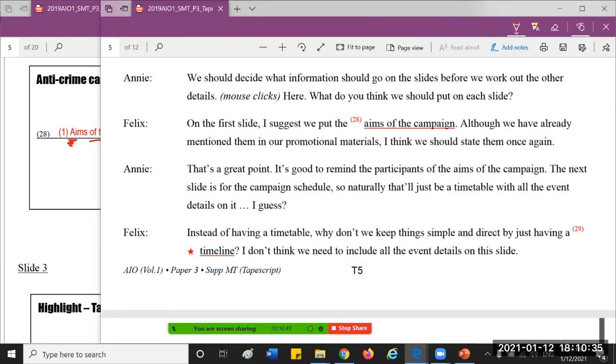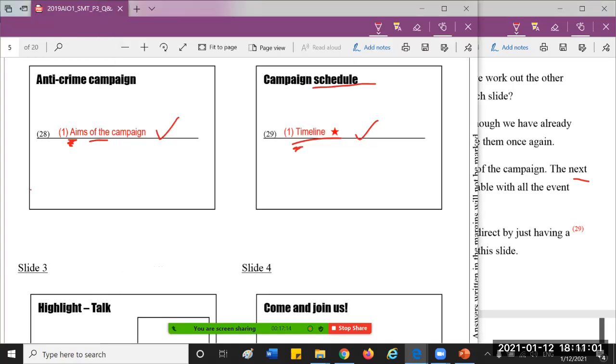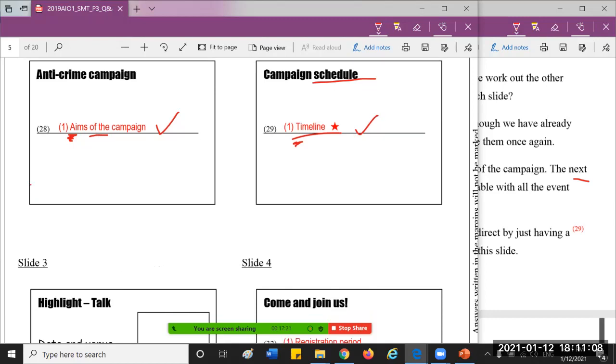Okay, first slide, aims of the campaign. Okay, there's no way you should get this wrong. Okay, next one, the next slide, campaign schedule, we have the timeline. Okay, timeline, although this is in small letter, this is a PowerPoint slide, so you have to start with a capital letter here, unfortunately. Yeah, all right, moving on.